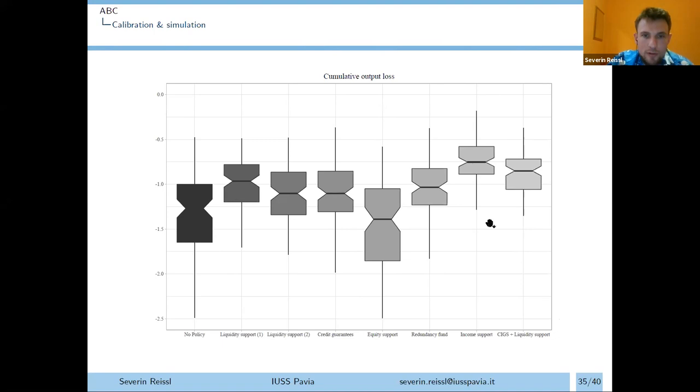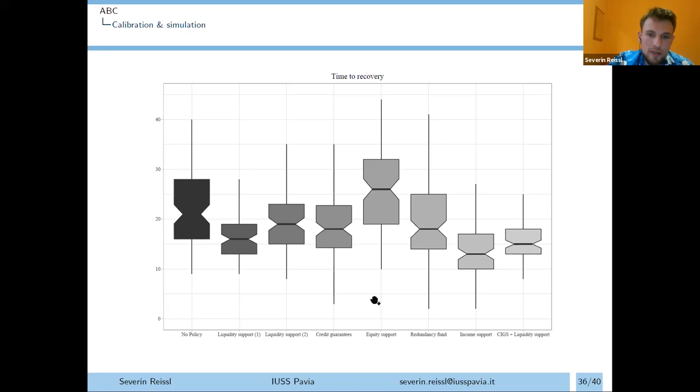And the result is kind of similar for time to recovery. For time to recovery, the equity support policy, in fact, tends to increase the average time to full recovery in months, whereas we have a significant decrease in the case of these two policies.